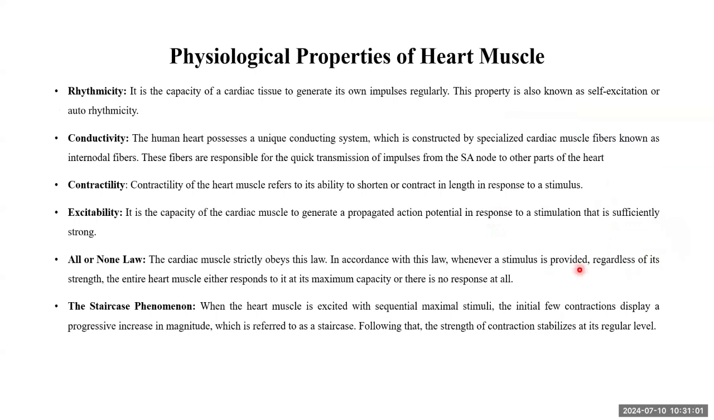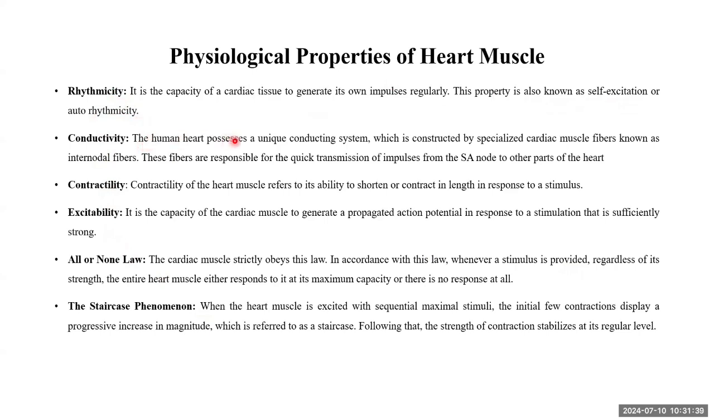Next are the physiological properties of muscle. Physiological properties of muscle include rhythmicity, conductivity, contractility, excitability, all or none law, and staircase phenomenon. These are the properties we are going to discuss one by one. Number one is rhythmicity, which means cardiac tissue has the capacity to generate its own impulses regularly at a specific interval of 0.8 second. This property is known as self-excitation or autorhythmicity.